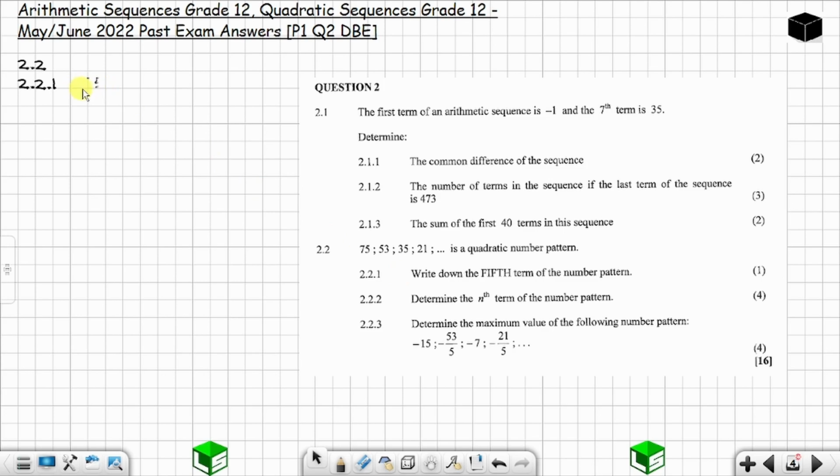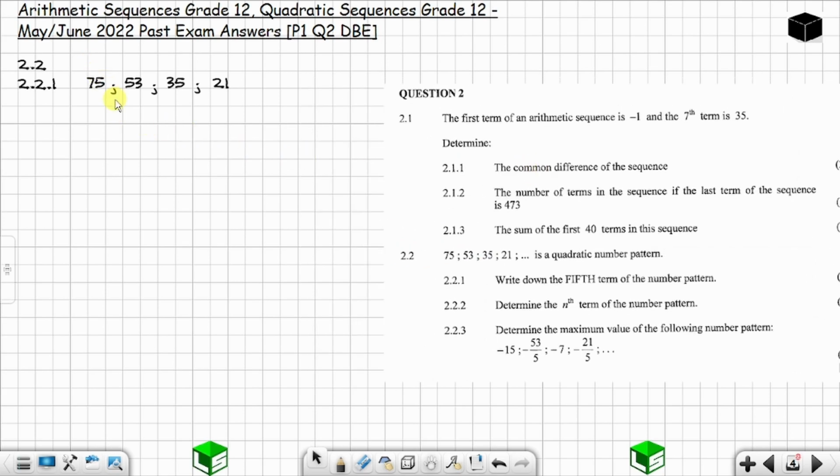You have 75, 53, 35, and 21. Okay, you can see it. So you have T1, T2, T3, T4, and you need to get T5, because the question is saying write down the fifth term of the number pattern. You only have T1, T2, T3, and T4.